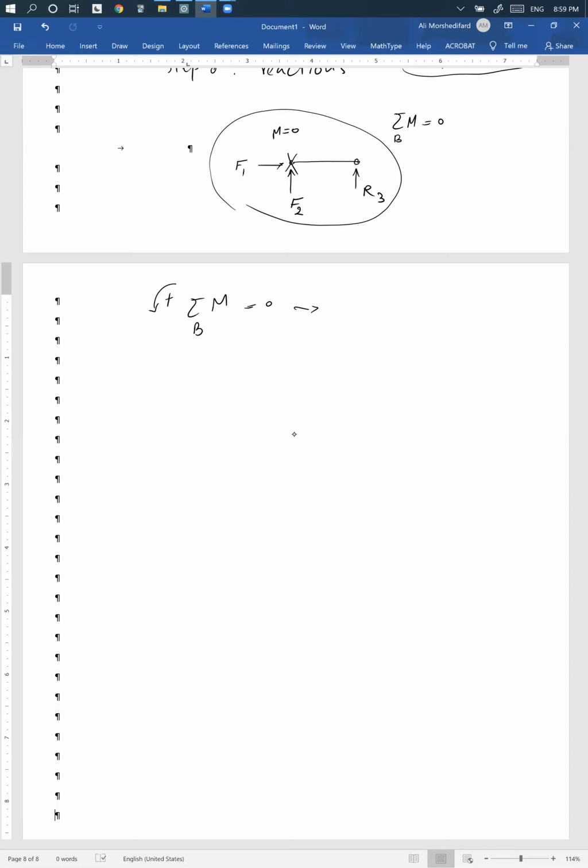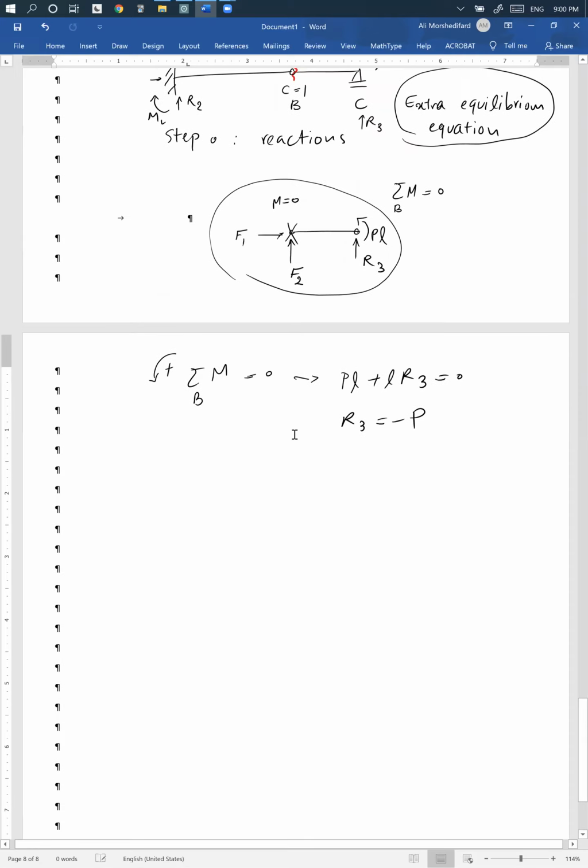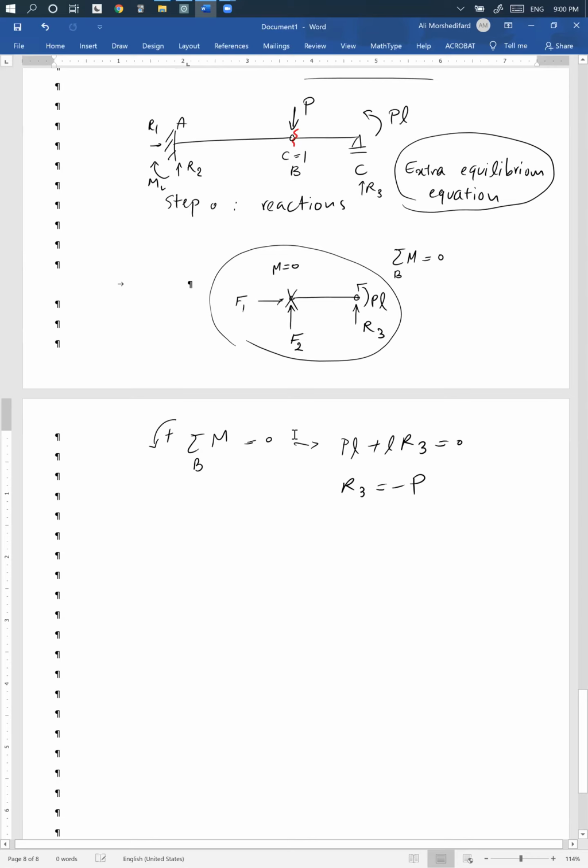If I do that for this part, I have 1 PL here as well. So based on this positive direction, PL plus L R3 is 0. So R3 is minus P, right? So I got R3. Now, I've used my extra equilibrium equation. I could calculate F1 and F2, but for now, I don't seem to need it. So I go about calculating the total stuff.